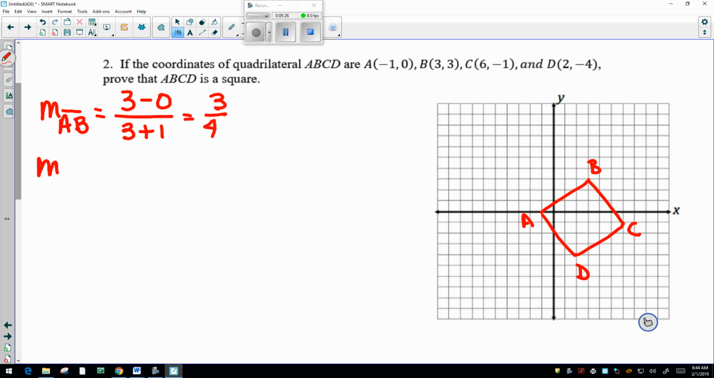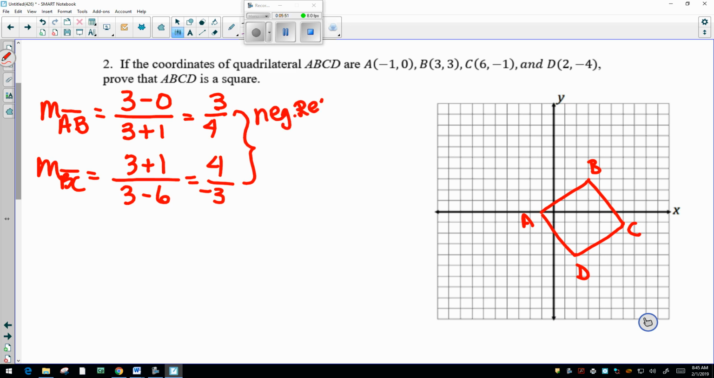Now, adjacent to AB is side BC, and it should have a negative reciprocal slope, meaning negative 4/3 is my hope for the answer. So if we test this out, I have 3 minus a negative 1, and I have 3 minus 6. So simplifying, I have 4 in my numerator. My denominator gets me negative 3, and right there I can see that those are negative reciprocal slopes, and that's showing me that I have perpendicular lines. So I need to keep going. I need to keep doing the other two. So I need to find the slope of CD.